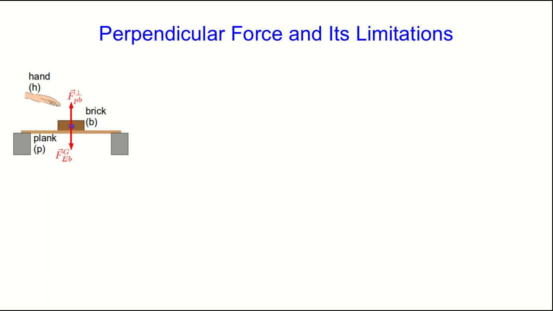And to start, we're going to look at a completely different force. We're going to look at the perpendicular force between, say, a plank and a brick sitting on that plank, because it turns out that it behaves rather similarly to frictional forces. So imagine that the brick is just sitting on the plank, and we know that there's an upward perpendicular force due to the plank acting on the brick, and that it balances the downward gravitational force on the brick.